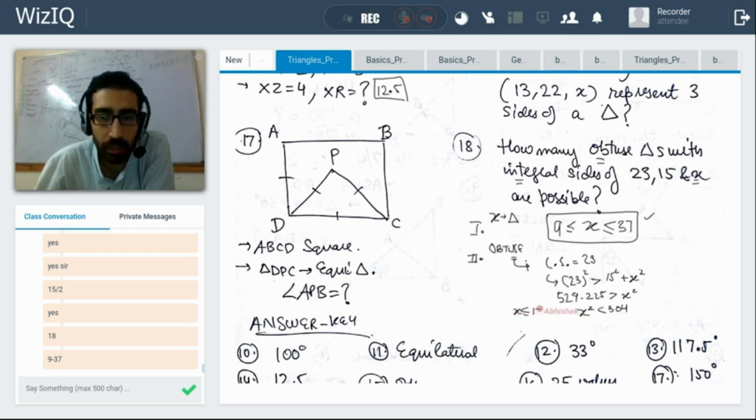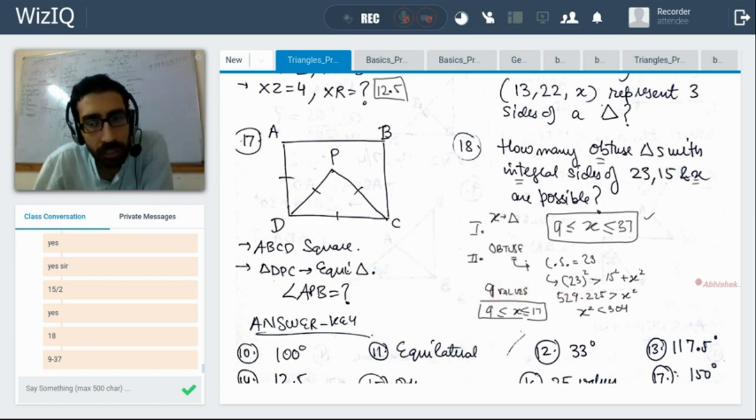X is less than or equal to 17, since 17 squared is 289 and 18 squared, which is 324, exceeds 304. So x has to be less than or equal to 17, and of course it had to be greater than or equal to 9. So this gives you not 8, this gives you 9 values.